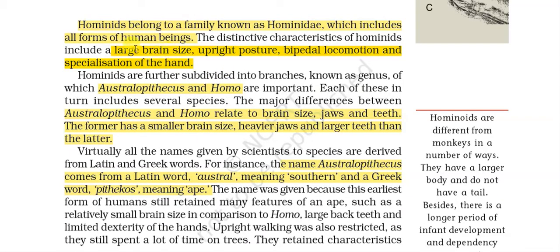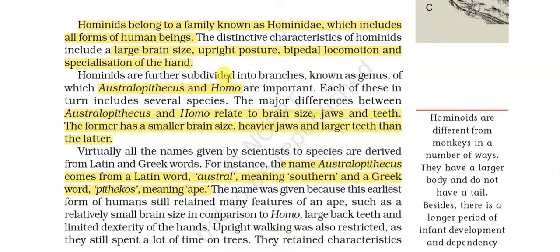Now, hominids, let's take the characteristics of hominids. We have already discussed this. They have a larger brain size, they have an upright posture, they have bipedal locomotion, that means they're walking on 2 feet, and they have specialization of hands so that they can make tools. Now, let's see the difference between Australopithecus and Homo. Australopithecus, again, I'm telling you, is another branch of human being. They are not human beings, but another branch of human beings.